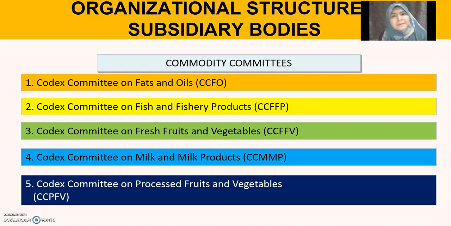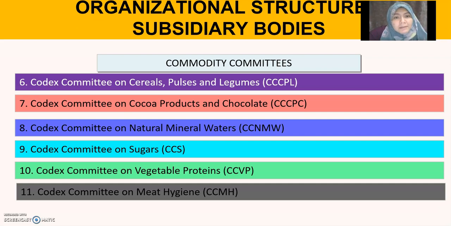Number two, the next subsidiary bodies are known as the commodity committees. It's different from the general ones just now. These committees set very specific standards for each commodity. For example, the Codex Committee on Fats and Oils, CCFO, the Codex Committee on Fish and Fishery Products, CCFFP, on Fresh Fruits and Vegetables, CCFFV, for milk and meat products, CCMMP, and also the Codex Committee on Processed Fruits and Vegetables. They have fresh food and they have processed food. They have committees for pulses, cereals, legumes, and for cocoa products. This falls under the commodity committees.